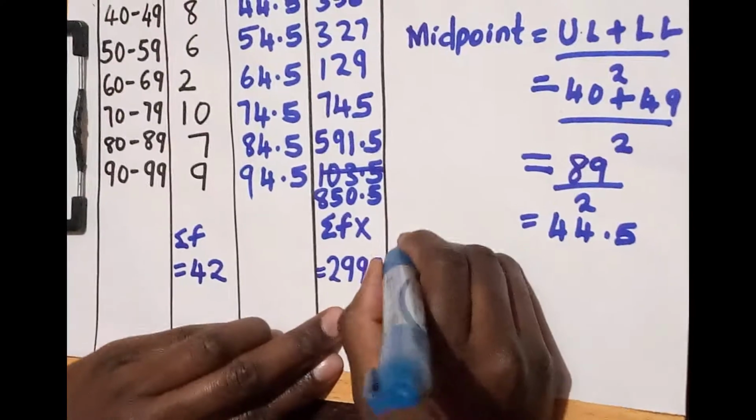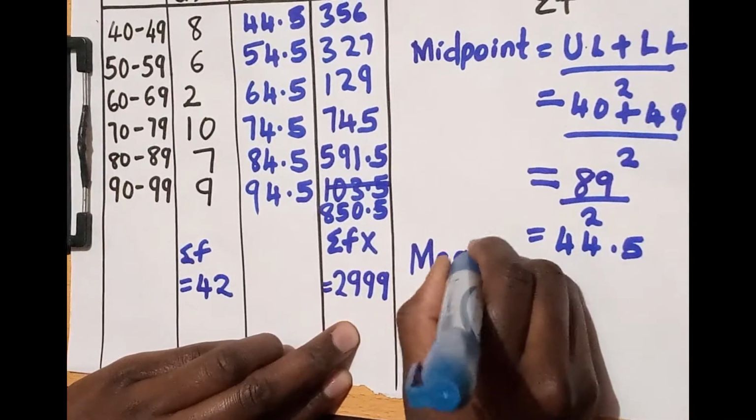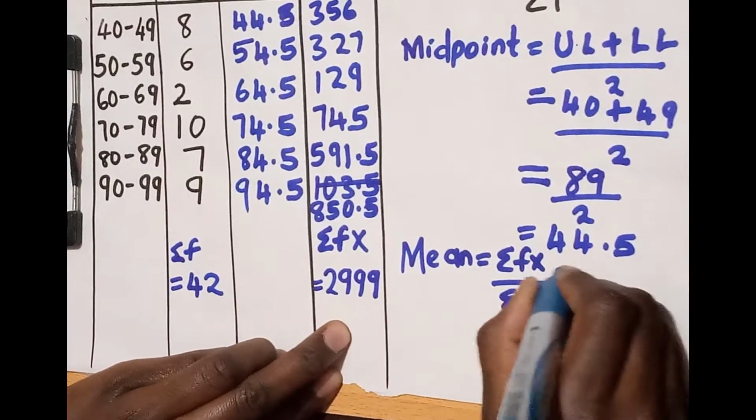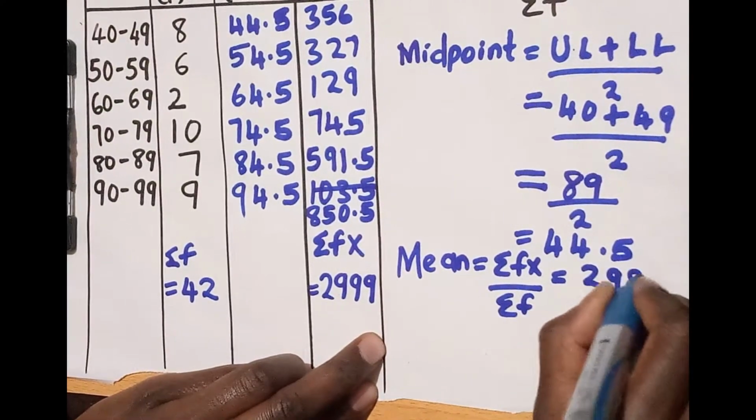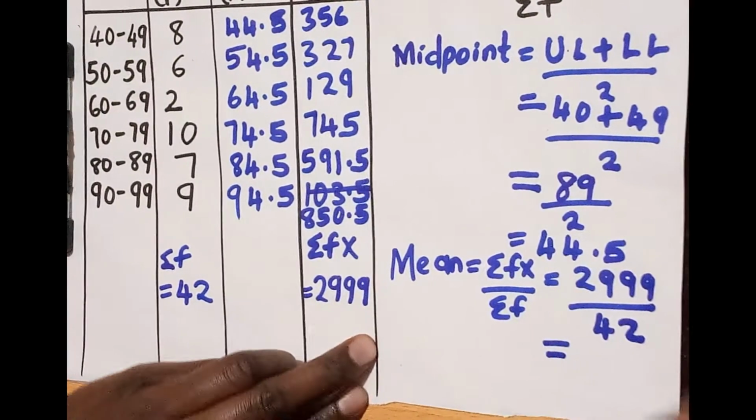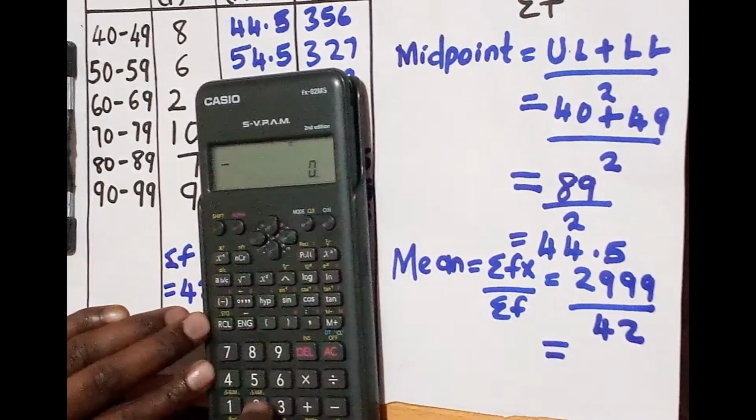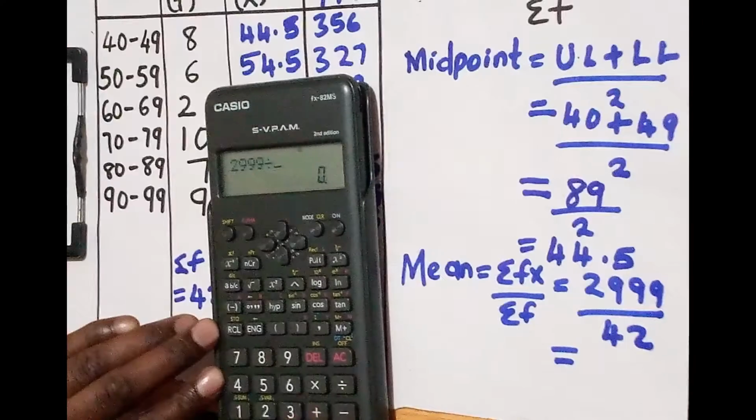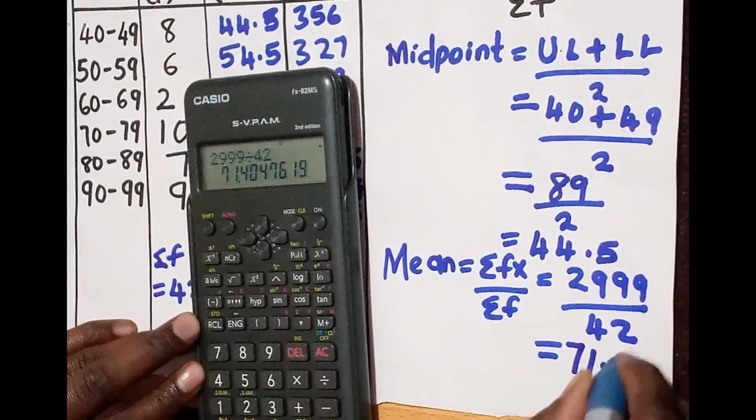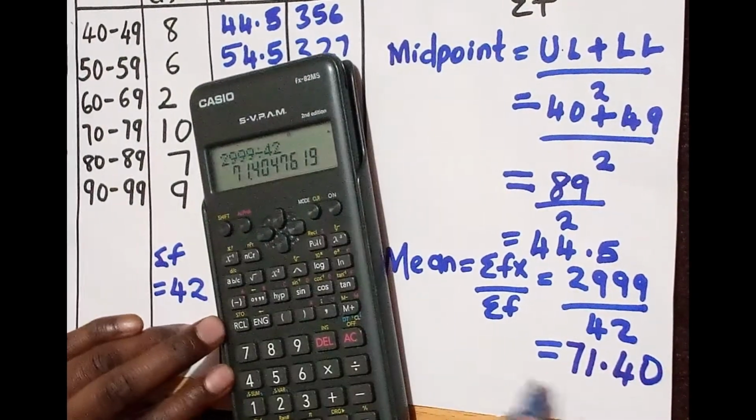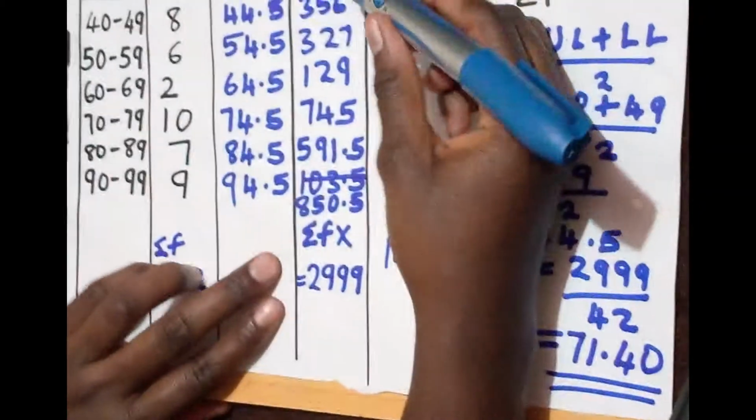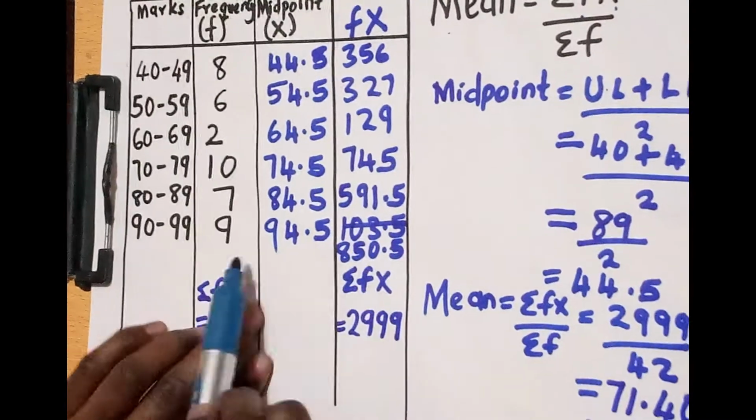So let's list our values here. We have mean is equivalent to summation fx all over summation f is equals to 2,999 divided by 42. So let's divide 2,999 divided by 42. What do you get? We get 71.40. This is the answer to 2 decimal places, and it is as simple as that. So just be careful when computing these values, because this is where the mistake comes in, guys.